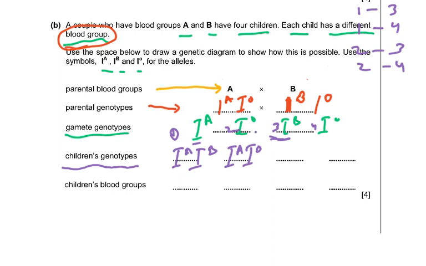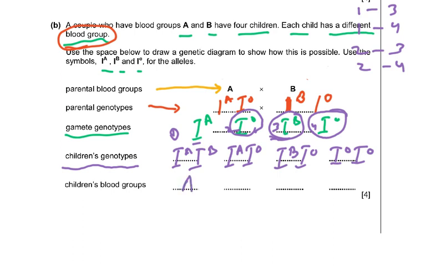2 and 3, this one here and this one here. 2 and 3 will be IBIO. And then 2 and 4 would be IOIO. So this would be blood group AB. This would be blood group A because O is recessive, and this would be blood group B, and this person will be blood group O. You see, the question, it said each child has a different blood group. So in order to get four blood groups, you'd have to do this combination.